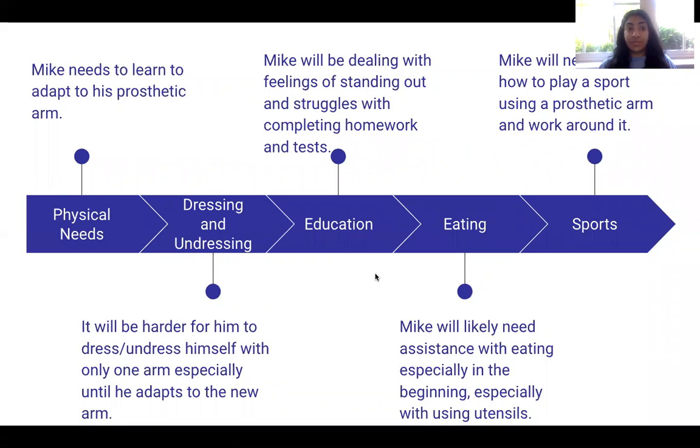As for his physical needs, Mike will need to learn to adapt with the prosthetic arm. Dressing and undressing will be hard for him, especially with one arm, so he needs to know how to adapt since he's probably not used to that. For his education, Mike will be dealing with feelings of standing out and struggles completing his homework and writing different tests. For eating, Mike will need some assistance, especially in the beginning, to eat now using his left hand, especially using utensils. And for sports, Mike needs to learn how to replay a sport that he prefers and work around it using a prosthetic arm.